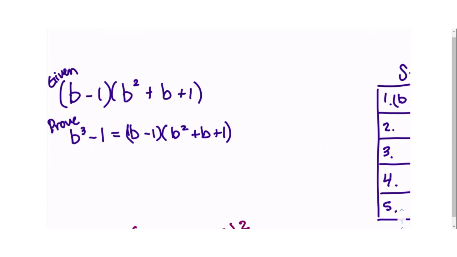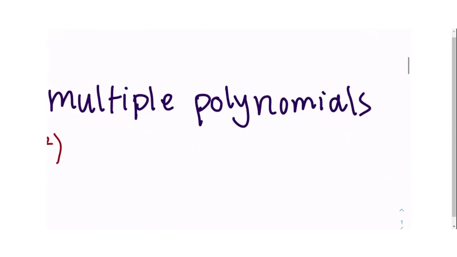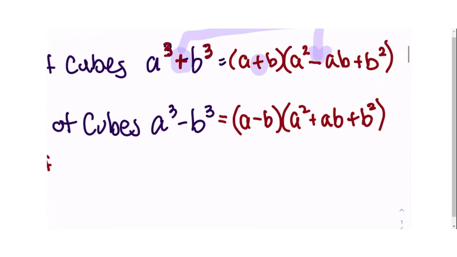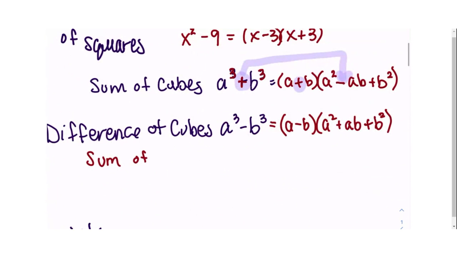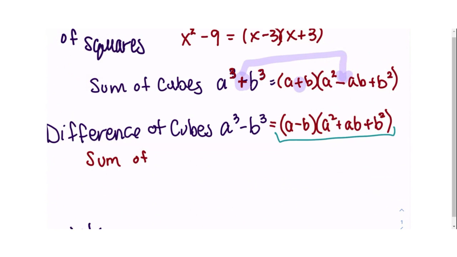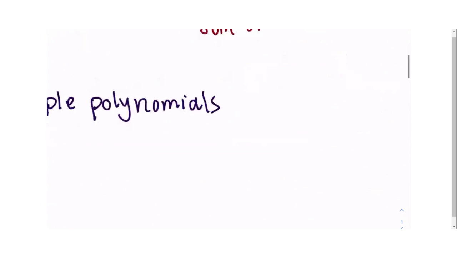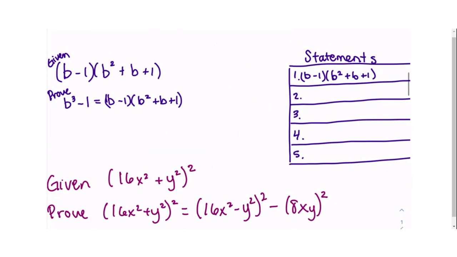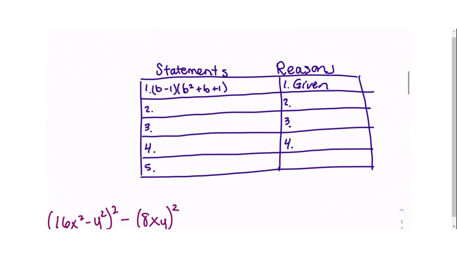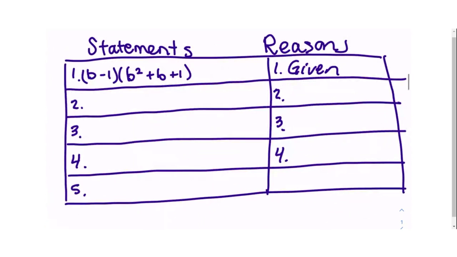So this (b − 1)(b squared + b + 1), that's the same thing as the difference of cubes. So basically what we're asked to do in this problem is to prove this. Right, let's just double check. Yep, we're asked to prove that. So let's look at these different steps for how to do it. So the first thing with all of these proofs, the first one is going to be given. The next thing that we would use to prove it is just the definition of what that means.